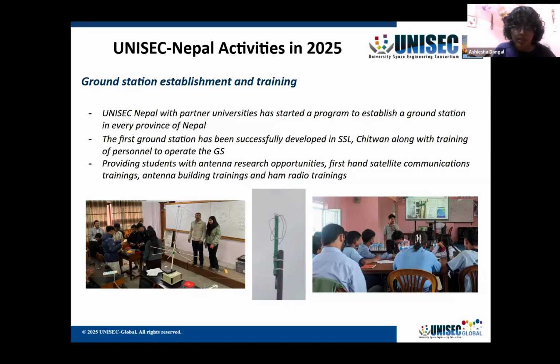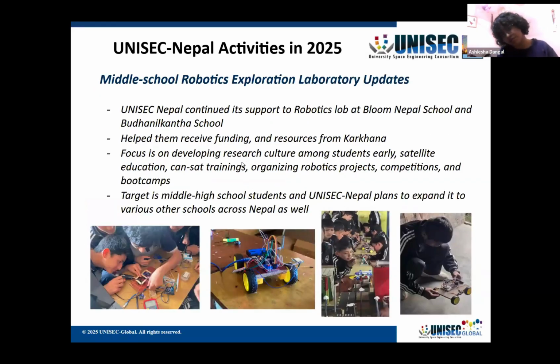The aim was to establish a ground station in all 7 provinces, but we have only been successful in establishing a ground station in 2 provinces until now. The plan is to extend this training to the next year and have a working ground station in all 7 provinces of Nepal.